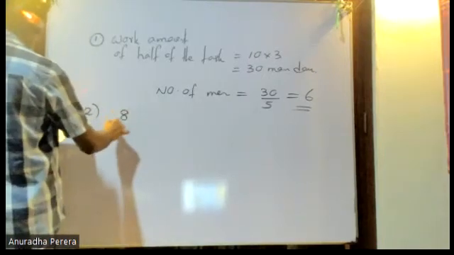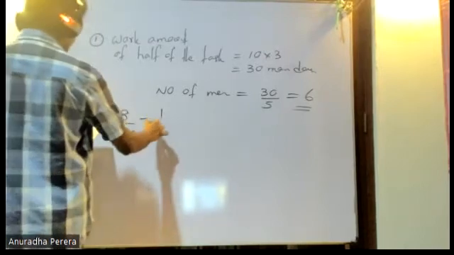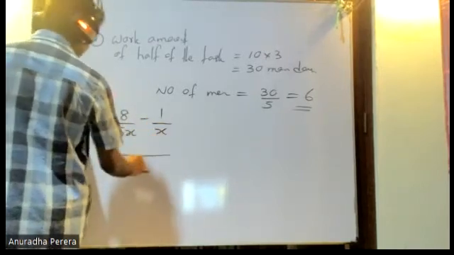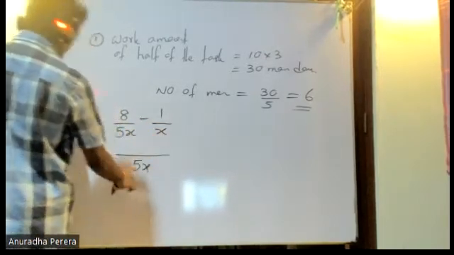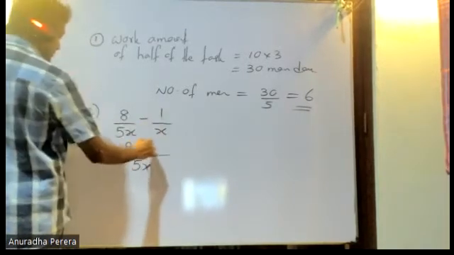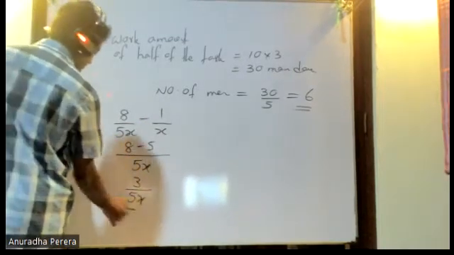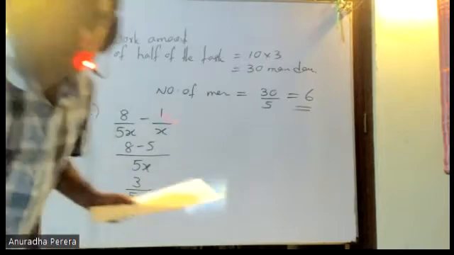Simplify an algebraic fraction. The common denominator is 5x. Divide 5x by 5x, multiply by 3. Divide 5x by x, multiply by 1, 5. The answer is 3 over 5x. 3 over, yes, 5x.